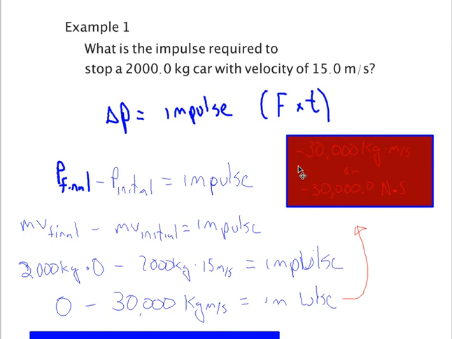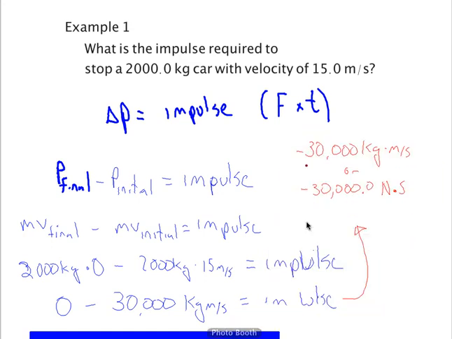And our impulse kind of shows up like this. It could either be negative 30,000 kilogram meters per second, or, because the impulse is also given in terms of force times time, negative 30,000 Newton seconds. So I do want to show you something really quick about these top two units right here, how they relate.